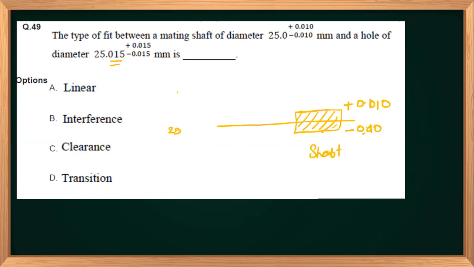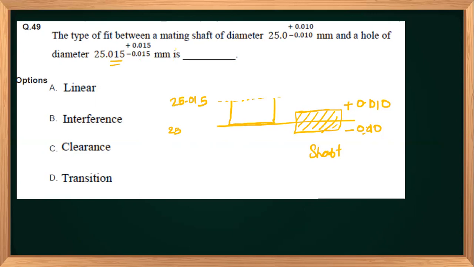What about the hole? For the hole, the basic size is given as 25. So where will it come? So this will become here. So this is the basic size. So it is 25.015 above this one, right? And how much can I go below? 0.15, right? So where we will end up, this is 0.50, so we will end up exactly here, right?